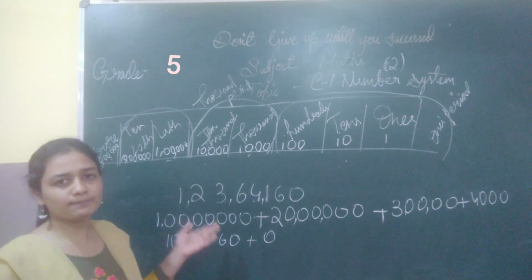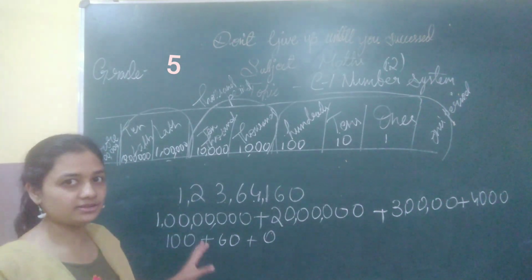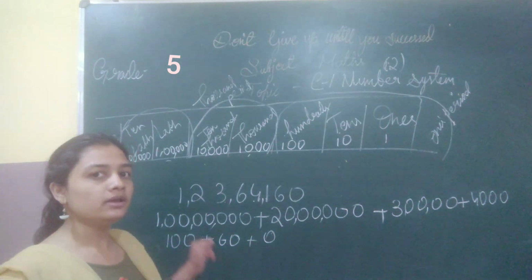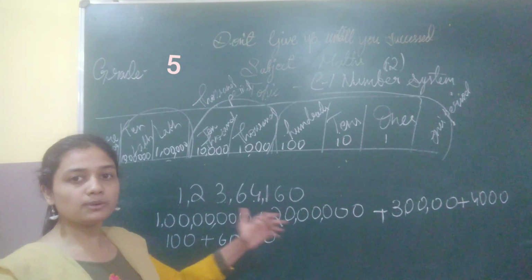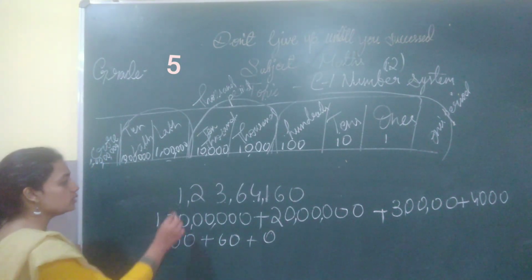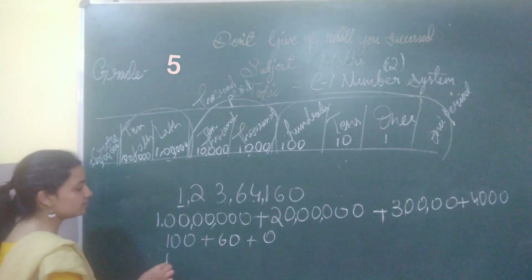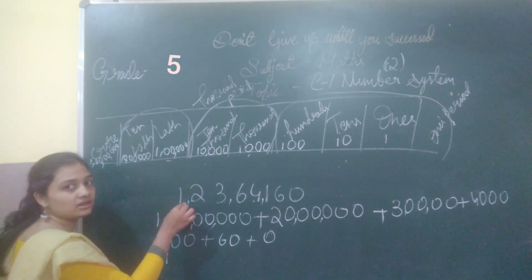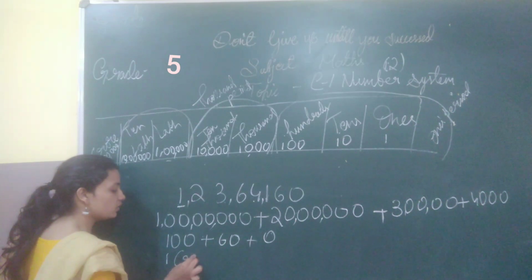This is how you expand a number. For your easy understanding, I have given you this technique. You can expand it like this in numbers. One more way to expand it is writing in words. So you take this number 1 and write which place it is in, crore place. So write crore.